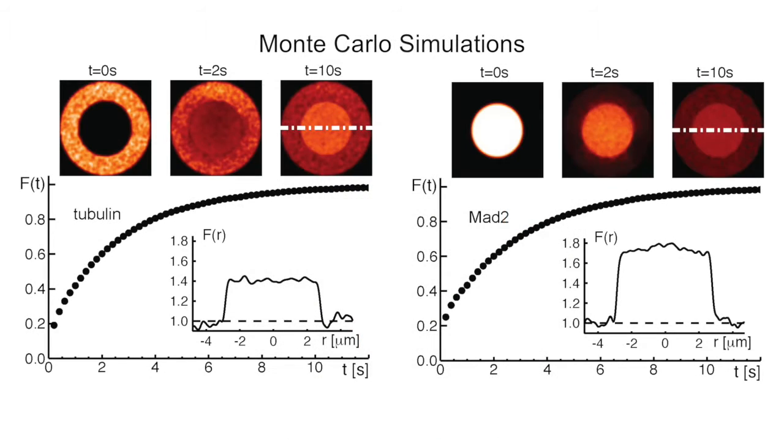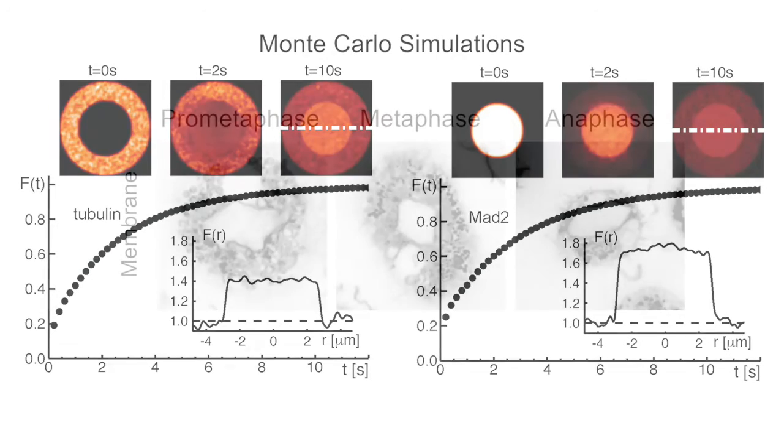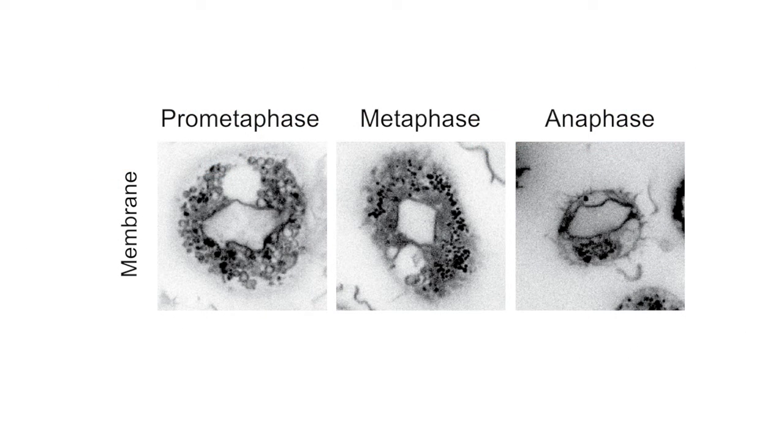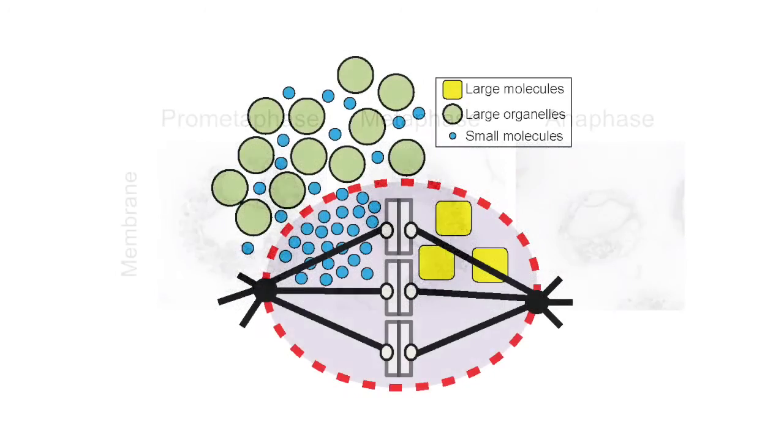Mathematically modelling the diffusion of these proteins revealed that they would preferentially accumulate around the spindle because this region is less crowded with large organelles. So because it's less filled with organelles, you have more volume to be occupied. The molecules can accumulate into higher levels in the spindle region compared to the cytoplasm, in which these large organelles fill a lot of space.